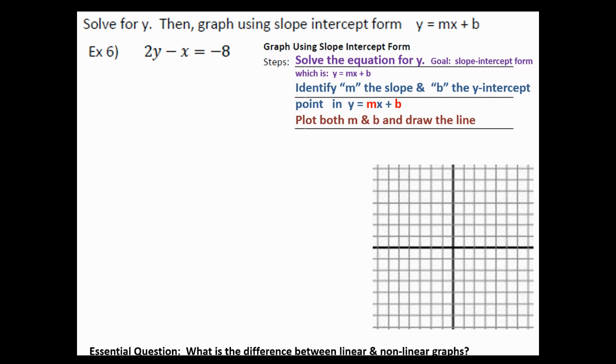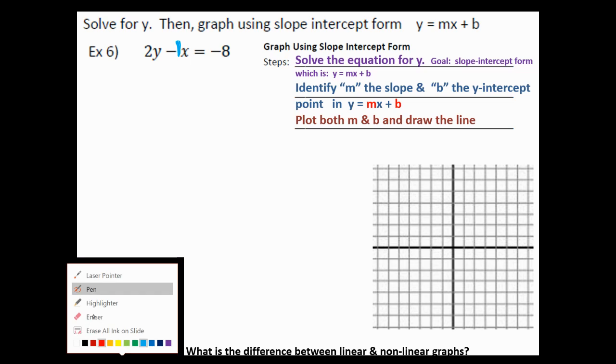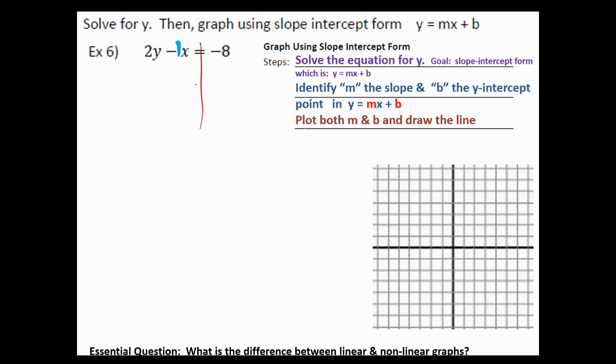So this one, I just wanted to make sure that you knew that there was a hidden 1 in here. Remember, we've been talking about the hidden 1, so it's negative 1x. Remember, there's always hidden 1s in there. Okay, so we're going to draw our line. We need to get y alone, right? Solve the equation for y.